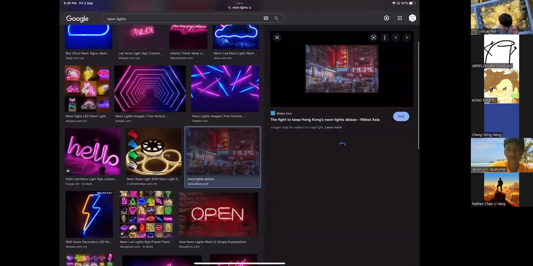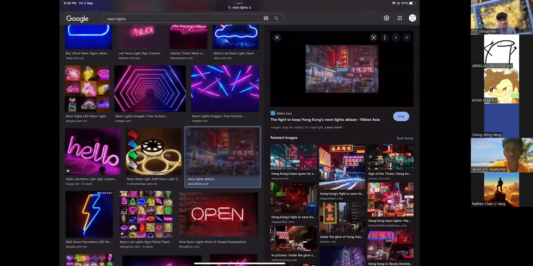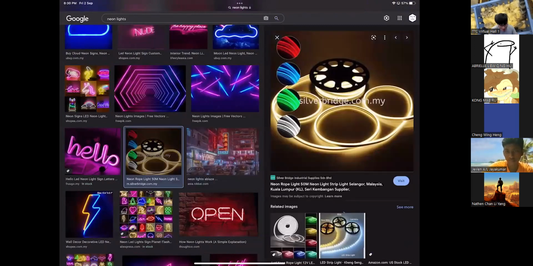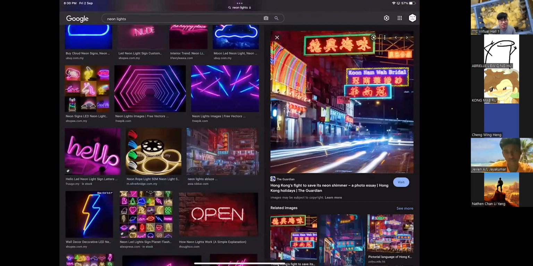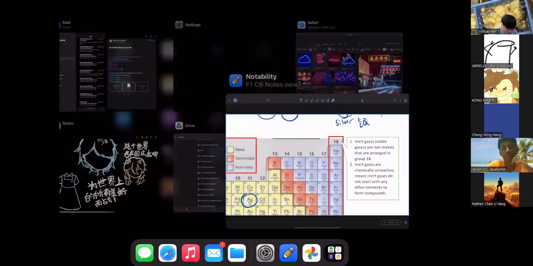Ooh, this is like the dystopian cyberpunk-ish thing. This is Hong Kong. Last time they used a lot of neon signs. No, they are not radioactive. They're just really, really hot. Not very efficient. This is why we use LED nowadays.